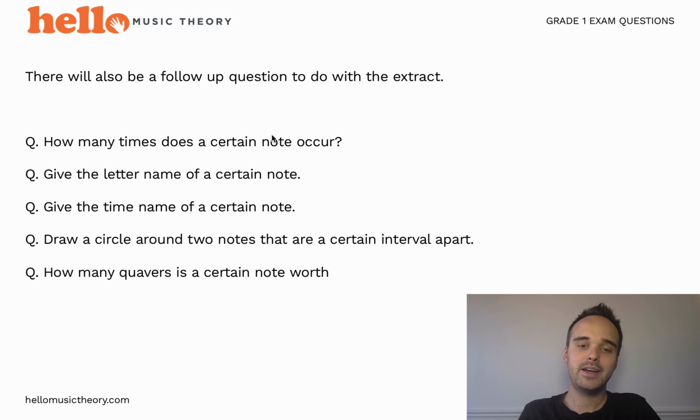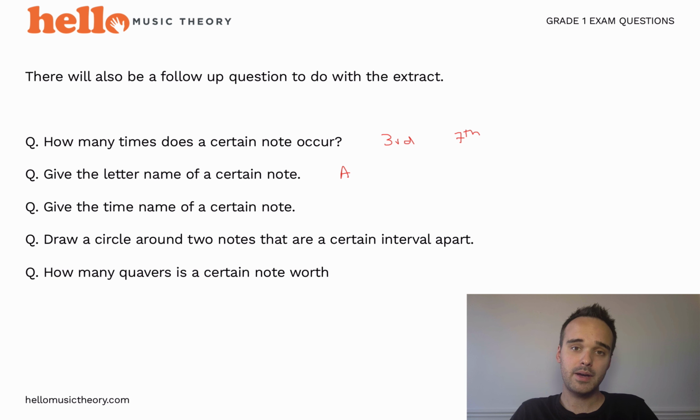Now that could be, how many times does the 3rd note of the scale appear in the extract? How many times does the 7th? It could be any of the different degrees of the scale. And then you have to go through and count how many times that note appears, and that would be the answer. Another way they might word this question is give the letter name of a certain note. So, for example, in the extract we've just done, where we're naming the degrees of the scale, you might have to then name the letter note of a note. So they might have like give the letter name of the 3rd degree of the scale, which if you're in F major would be A, for example, like that. There could be lots of things like that and variations on it.